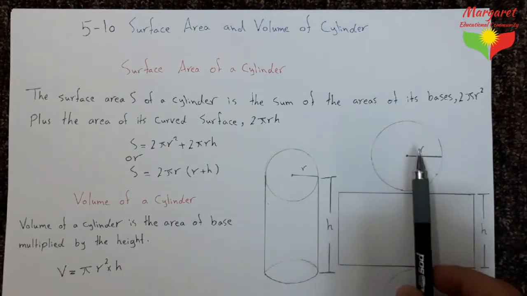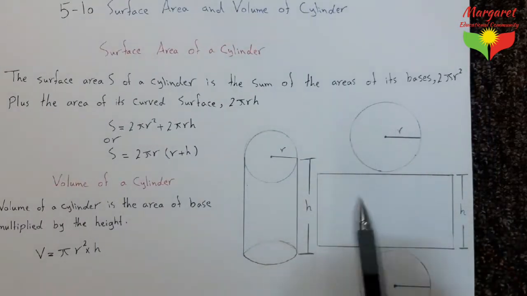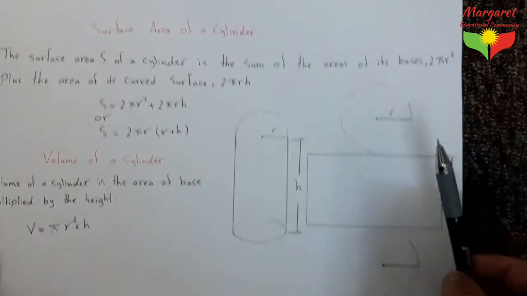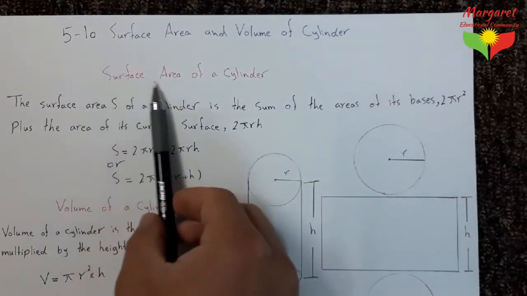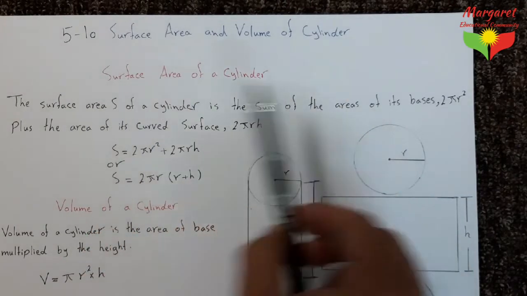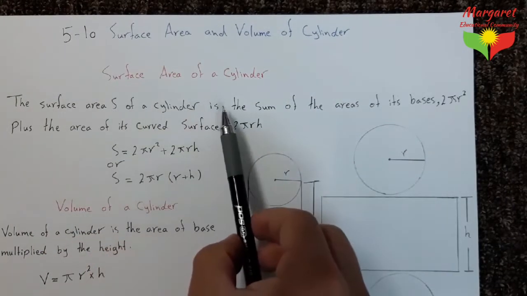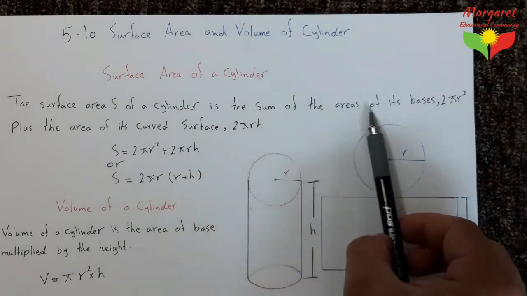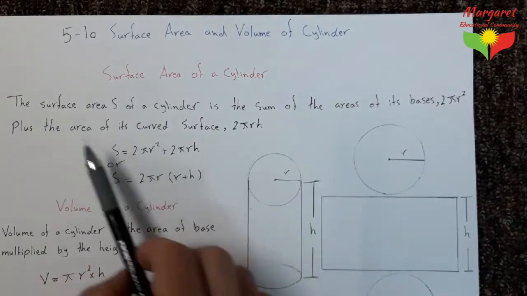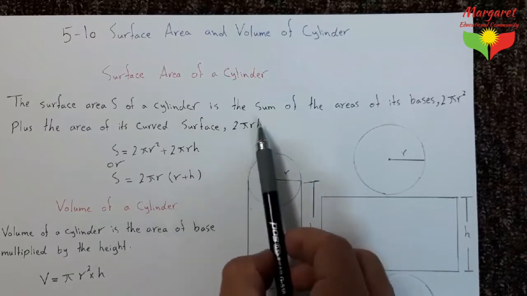We can draw a net for a cylinder. First we have surface area of a cylinder. The surface area denoted by S of a cylinder is the sum of the areas of its bases, which is 2 pi r square, plus the area of its curved surface, which is 2 pi r h.